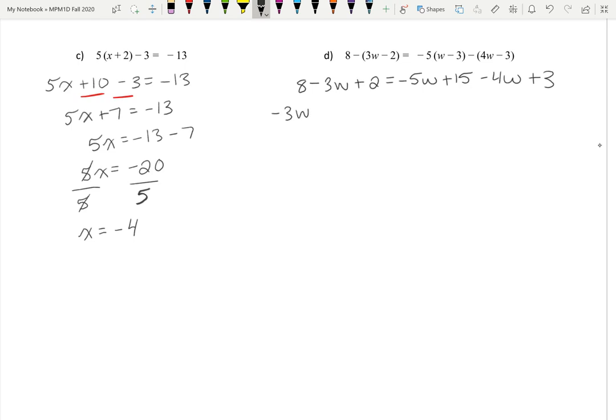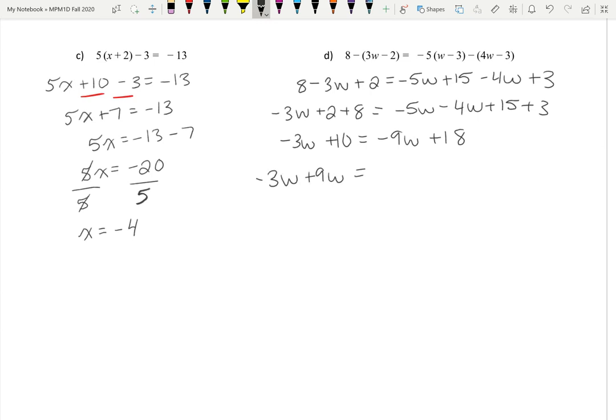Okay, so collecting like terms on the left side and collecting like terms on the right side. And then simplifying like terms on the left side and simplifying like terms on the right. Okay, and then now I'm going to collect all like terms on one side of the equal sign and the other like terms on the other side of the equal sign. Okay, and then dividing both sides by 6 to isolate w. Okay, and I'm going to make sure that my fraction is in its lowest terms as my final answer.